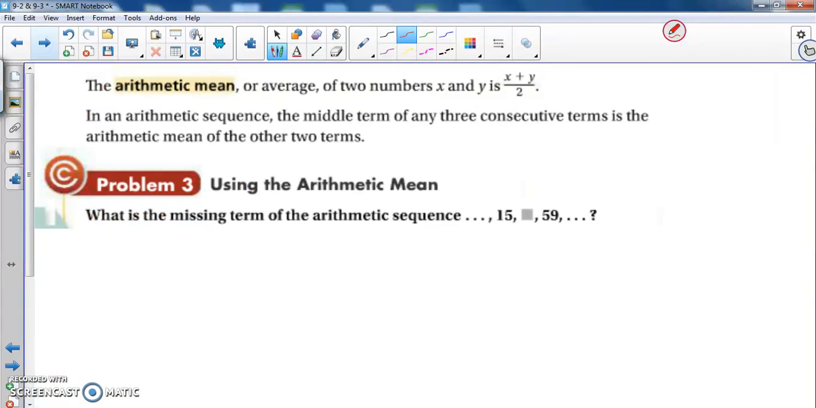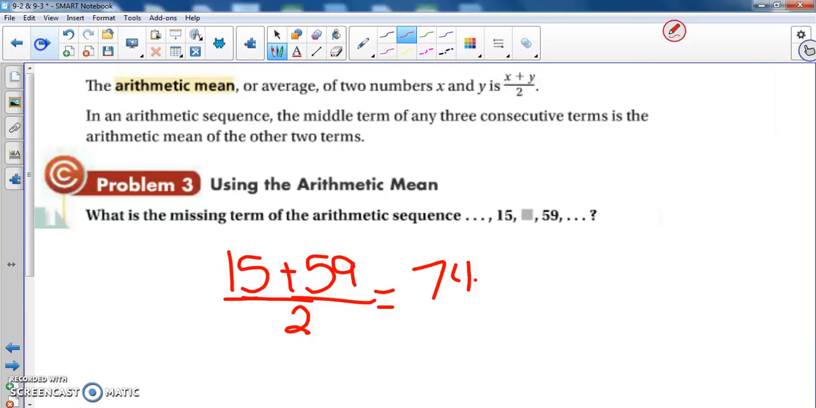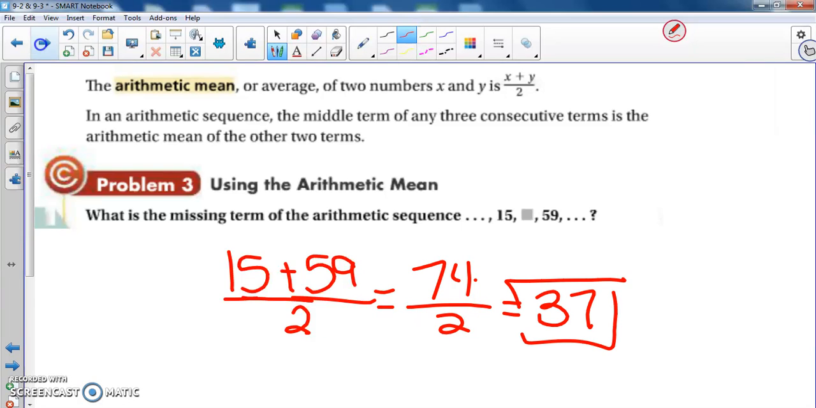We can also find the arithmetic mean, or average, of two numbers x and y, which is x plus y divided by 2. The middle term would be considered the arithmetic mean. So what is the missing term of the arithmetic sequence 15, blank, and then 59? So we're going to take 15 plus 59 divided by 2. 74 divided by 2, and we get that the middle term would be 37.